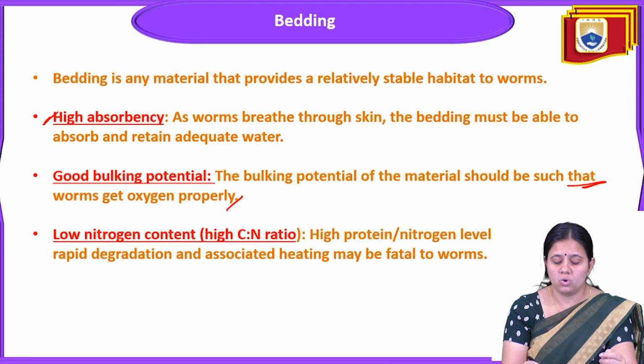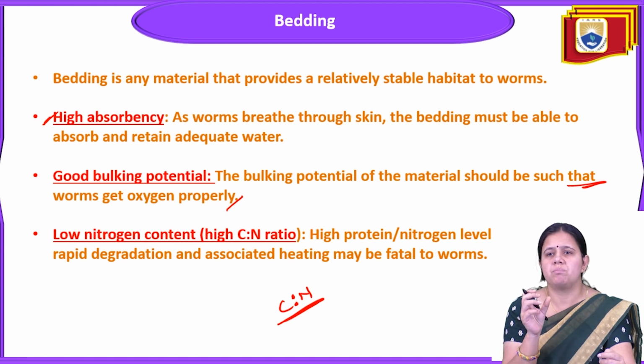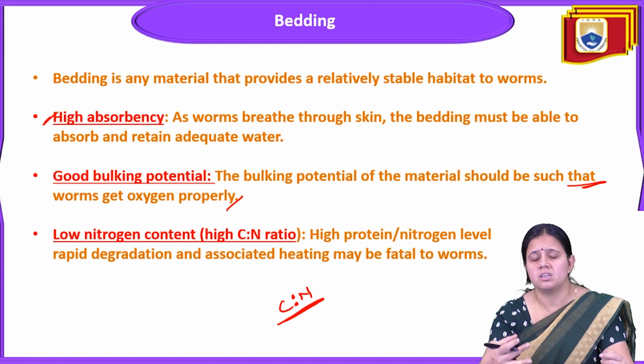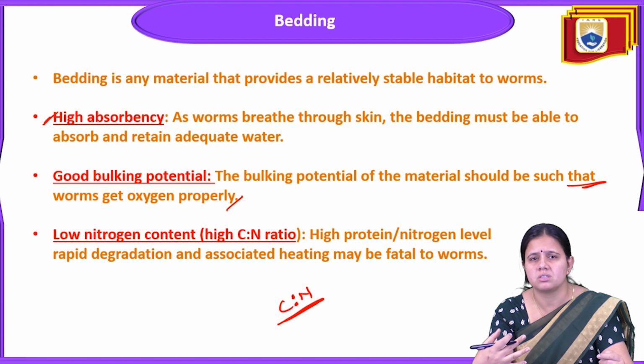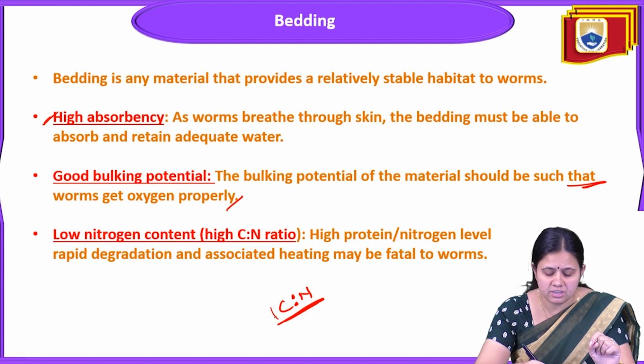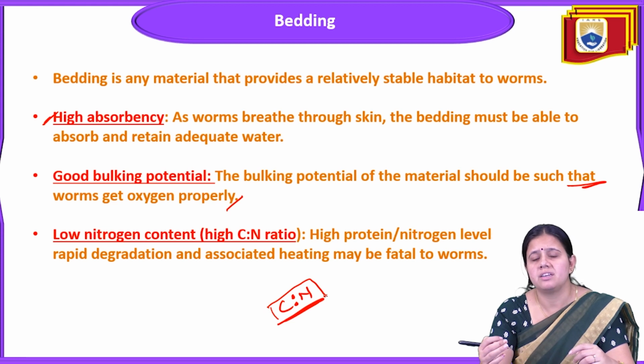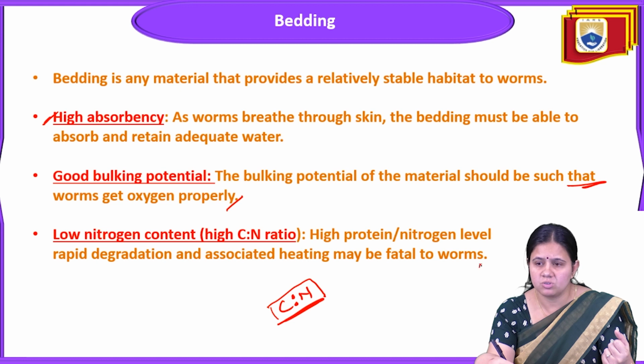Low C:N ratio, a low carbon nitrogen ratio, should be maintained, because this carbon nitrogen ratio determines the level of food, and it helps the rapid degradation, and the associated heating may be fatal to worms. So for the degradation process, the C:N ratio should be maintained. With a high protein and nitrogen content, rapid degradation and associated heating will result, and sometimes may be fatal to the earthworms.